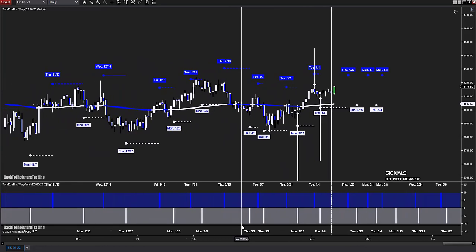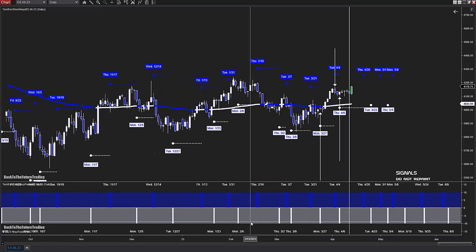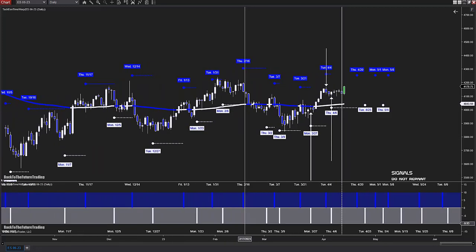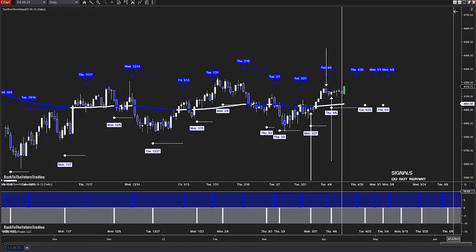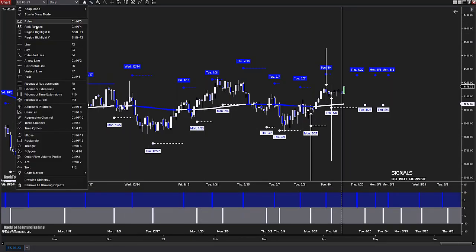There are some things about this market we can discern. I'm going to teach you something that I use on a chart like this. How high will the S&P potentially go? Here's a technique that you can use.